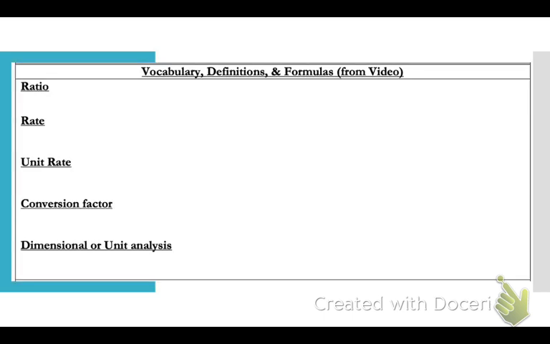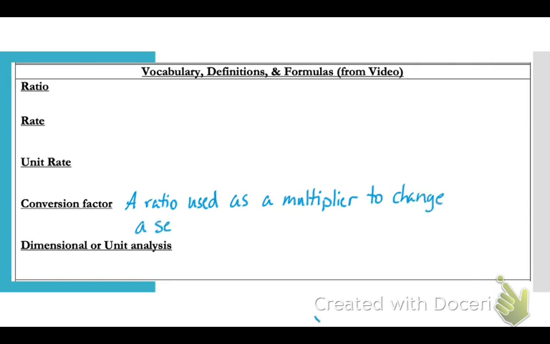So a conversion factor or rate is a ratio used as a multiplier to change a set of units. So you may want to change feet to yards or yards to feet, or feet to miles or miles to feet, or gallons to quarts or quarts to cups. So those conversion factors are very helpful and useful as multipliers to do that.